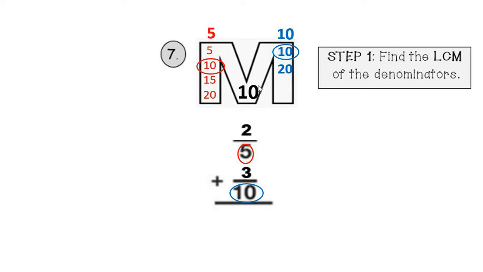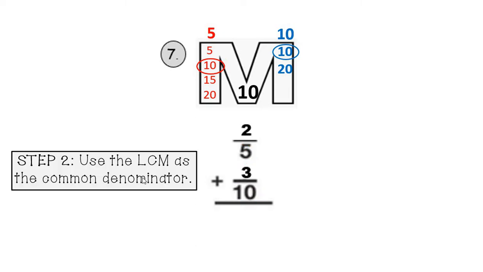Just a note, if you did happen to pick 20, if you made a mistake and didn't pick the least one, you would end up with the same correct answer, but you would have to do an added step of simplifying it at the end. And we'll look more at simplifying next week and adding that step in. So anyway, step 1, LCM is 10. We're going to go ahead and do step 2. We're going to use the LCM as the common denominator. So we're going to make them both equal to tenths.